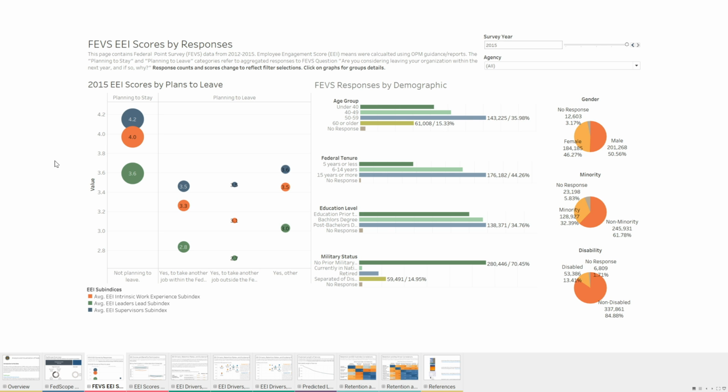So it might not actually apply, and you might not be finding statistical significance in that answer, but this is still really excellent information to go over. You're still going to get the feel for how people are happy or not with their jobs. So this also includes responses by demographic, right? Again, we're looking over age groups, federal tenure, the pie charts on the side, gender, minority, disability. It gives us a real look as to who responded to the survey.